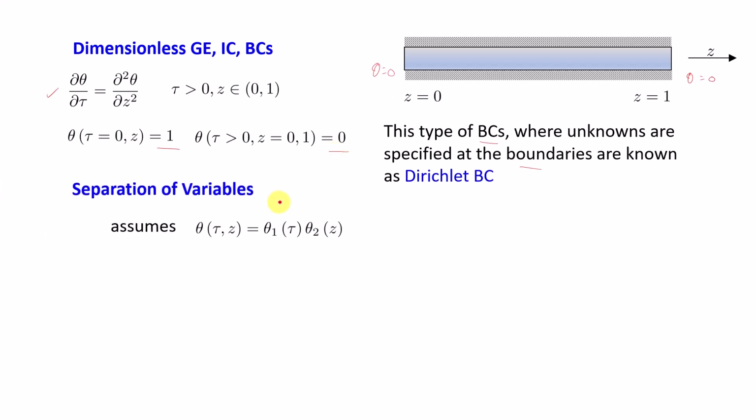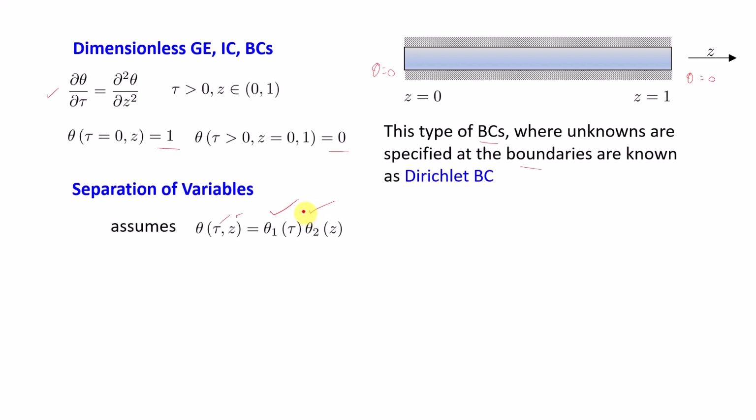Analytical solution can be done in many ways, but here we will use separation of variable. Separation of variable assumes that theta, which is a function of tau and z, is actually a product of some function of tau multiplied by some other function of z. In general, this cannot happen. This is a simplification. So we have to first ask when it will happen.